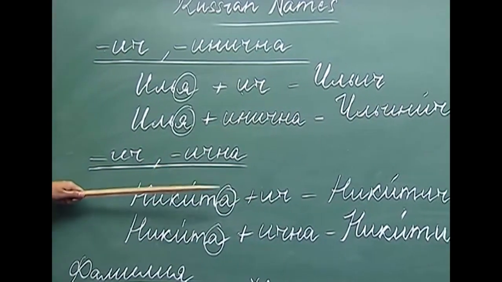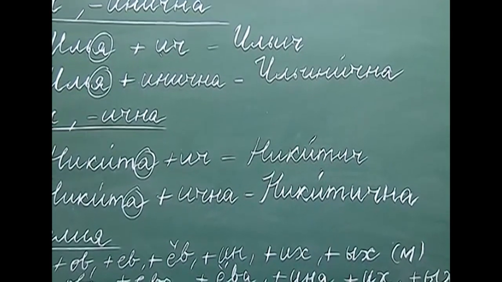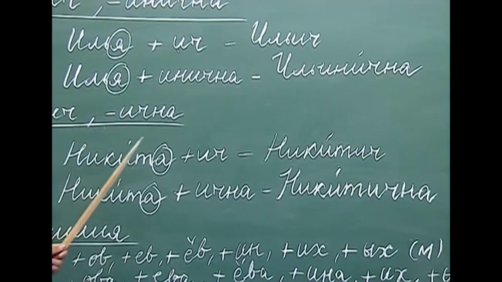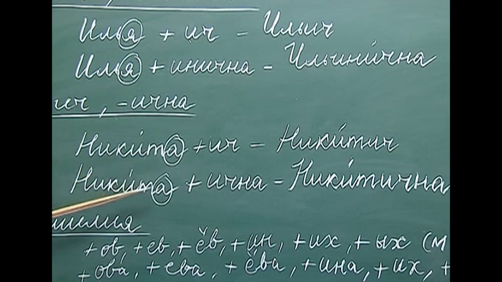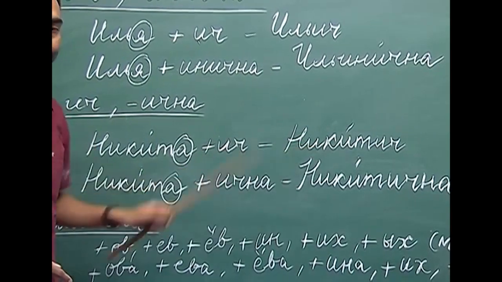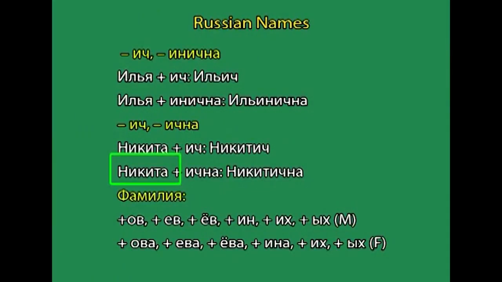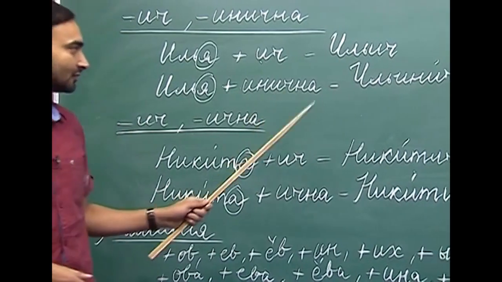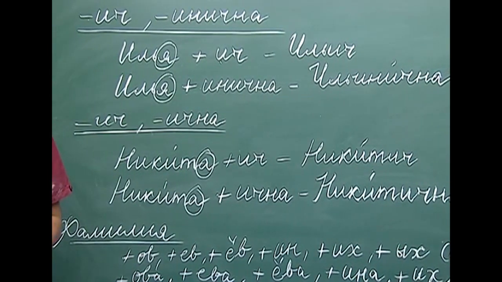The next set of suffixes are ich and ichna. So, where do we use these suffixes? If a first name ends with a, for example, Nikita. Nikita ends with a. So, in this case, we will use this set of suffixes. Nikita plus ich, Nikitich. Nikitich is a masculine patronymic, and Nikita plus ichna, Nikitichna. Nikitichna is the feminine patronymic. So, these were the suffixes that are used to form the patronymic from the first name.